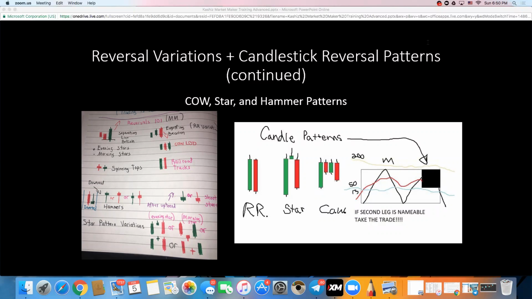Where it says star, that's the 3-candle reversal pattern. No, actually, that's just a star formation. I call it star formation. Remember, the 3-candlestick is different. It has more of a bigger hammer, a bigger wick, okay? This is a star formation.